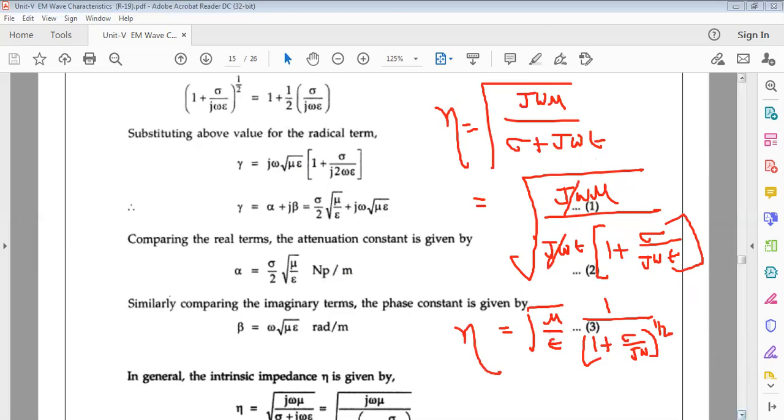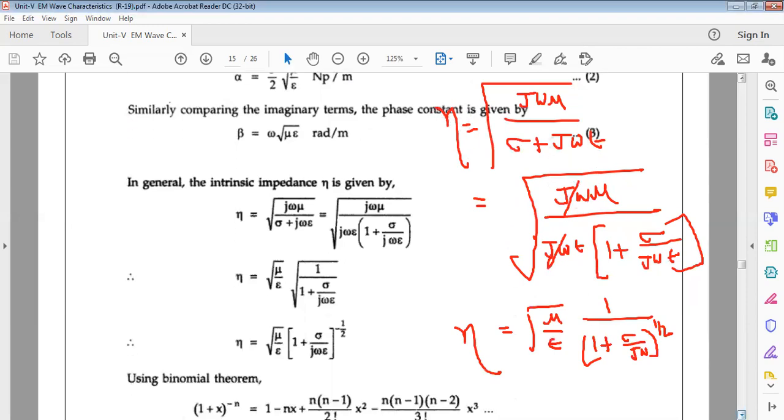Got it, my dear students? Eta is equal to, I will write the same thing: the 1 plus sigma by j omega epsilon in the denominator. Here they wrote it as minus 1 by 2. Again, you can use the binomial theorem to find out eta for the practical dielectric: under root of mu by epsilon into 1 plus sigma by j omega epsilon whole power minus 1 by 2.